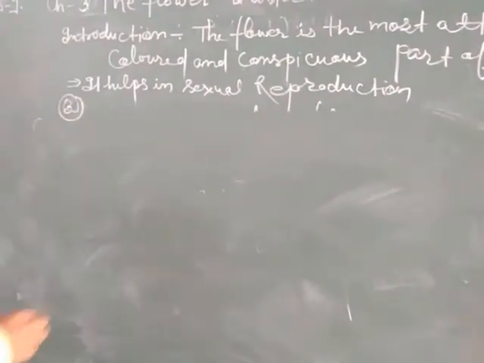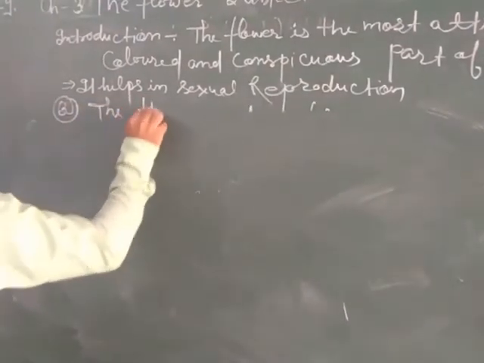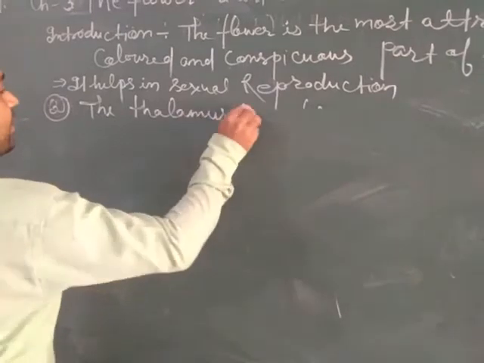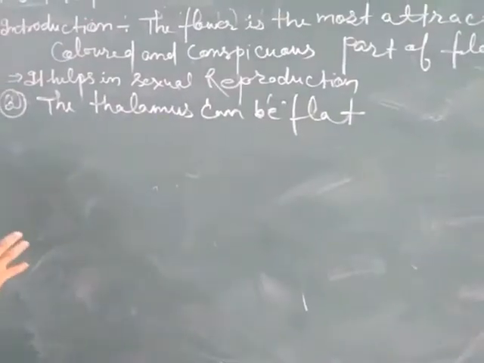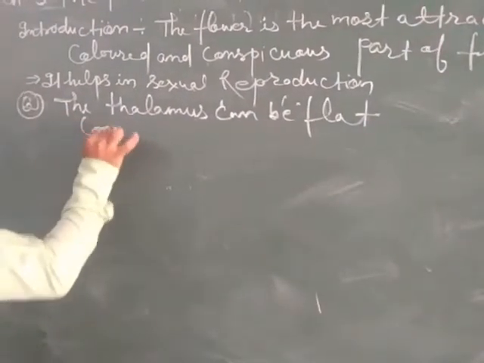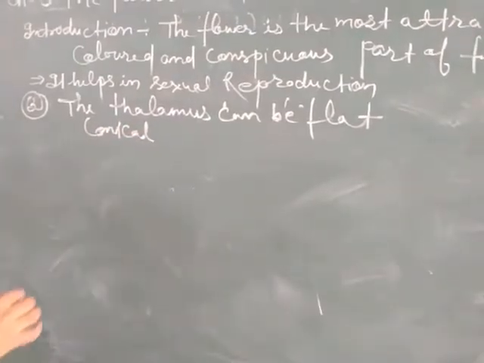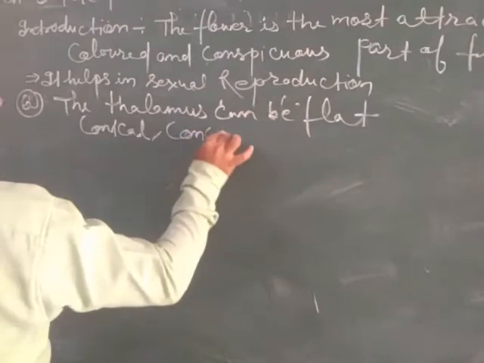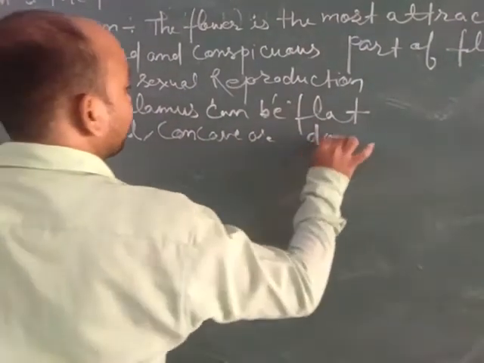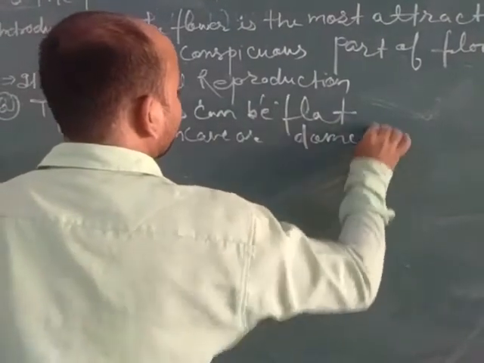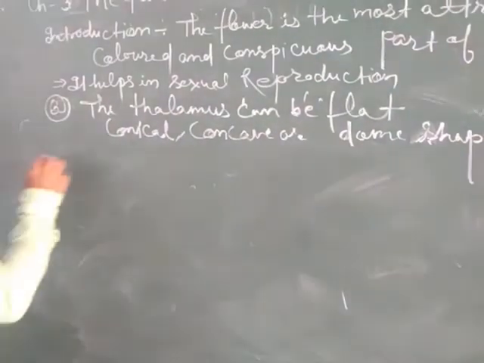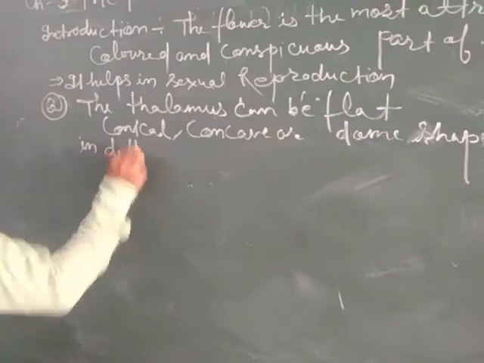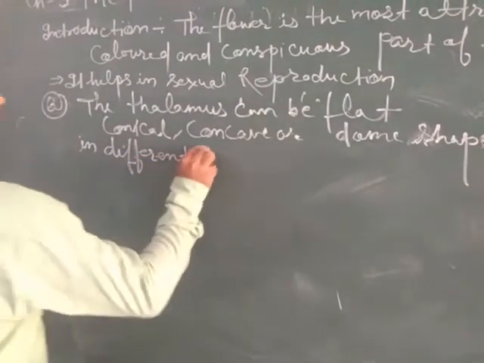Now dear students, we will take the third characteristic of the flower. The thalamus of the flower can be flat, conical, concave or dome shaped in different species.